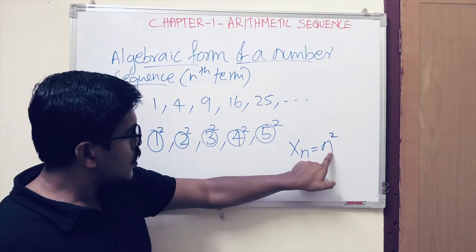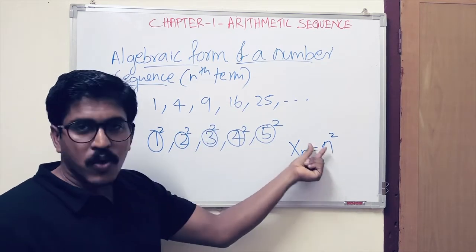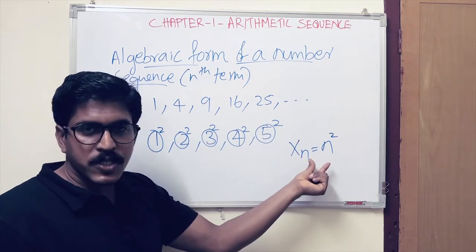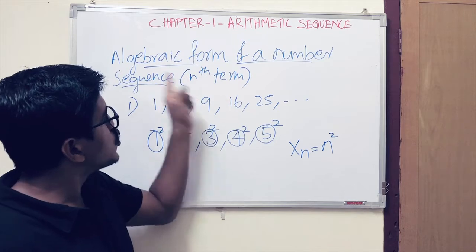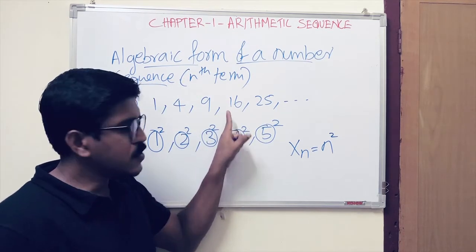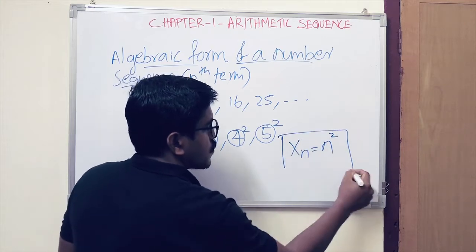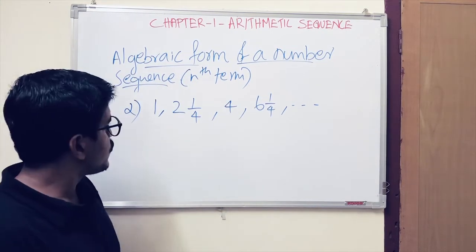N equal to 3, 3 square, 9 will come. So we can construct all the terms from this particular general form. So this is the algebraic form of this set of numbers. That is, this is the general form. We can discuss another example here.